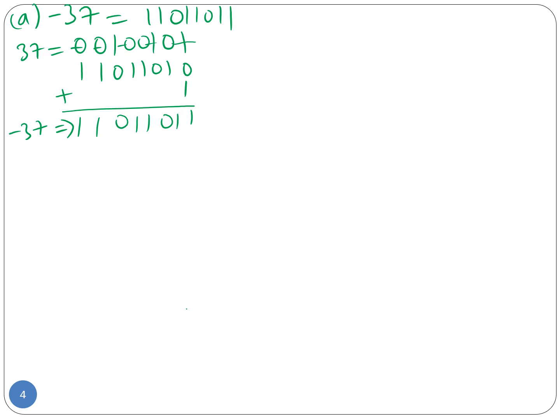So minus 37 in binary is 11011011. Now to get its hexadecimal representation, simply form groups of 4 starting from the right. So 1011 is B and 1101 is D. So in hexadecimal it is hexadecimal DB.